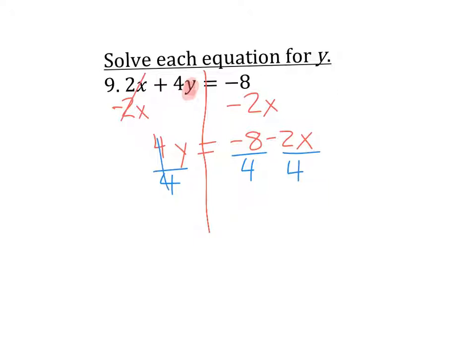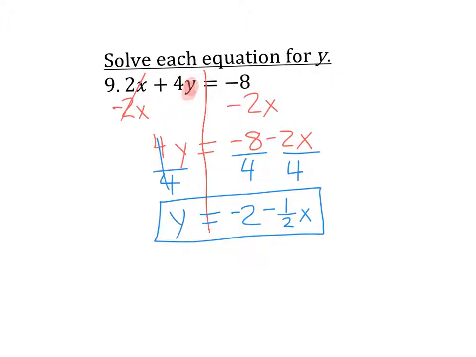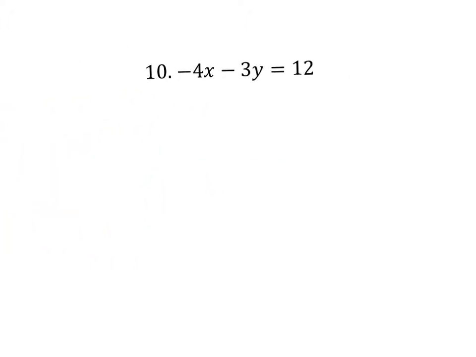So now our 4's cancel, and I'm left with y by itself. That's what I wanted. Negative 8 divided by 4 is negative 2. Negative 2 divided by 4 is negative 1/2, or you could always put negative 0.5 if you wanted to, x. And that's that. All right, let's look at one more.